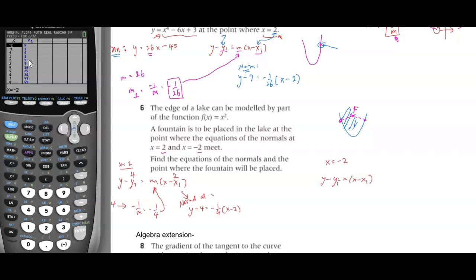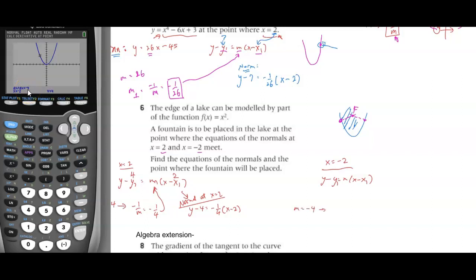at x equals 2. Let's find the normal line equation at x equals -2. Okay, it's going to be very similar. We already have the function here. Now what we're going to do is find the derivative at x equals -2. So we do second calc dy/dx, and then we type in -2. And then our slope is -4.